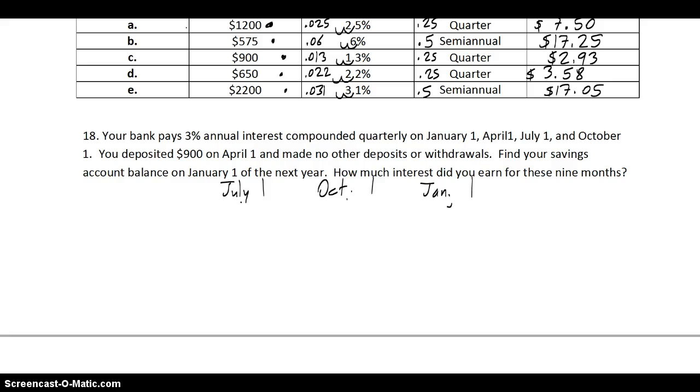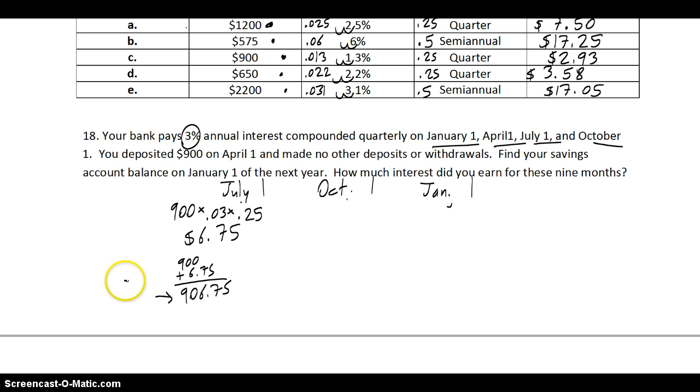So this one, how much do we start with? Well, $900. Times our rate, which is 0.03, times, since this is happening 4 times, that's actually quarterly, so that's 0.25. Multiply that out, you should get $6.75. That's how much interest it earns up until July 1st. Go ahead and add that to the 900, and you get $906.75. So at July 1st, this is your new balance. Okay? This is your new principal.